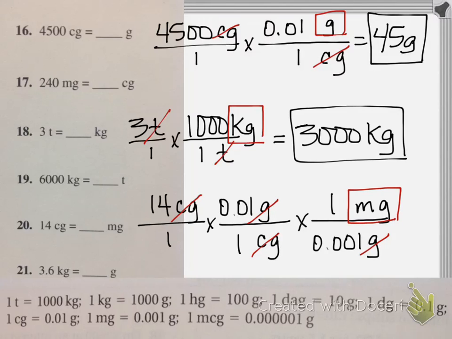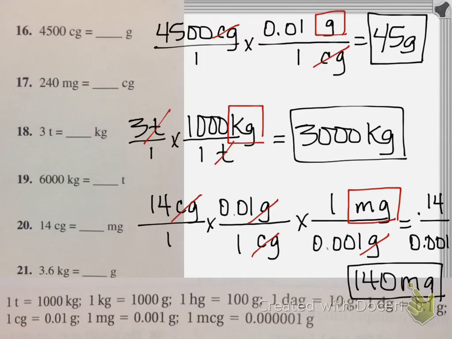So now when I multiply straight across, I'm going to get on the top 14 times 0.01, which is 0.14, and on the bottom I have 0.001. So when I divide that out, I get 140 milligrams. And again, because centigrams and milligrams are sitting right next to each other in your metrics, centi and milli, then we knew it was just going to be a single decimal point move to the right, if you recall your prefixes. So we went from 14 to 140. But again, if you don't remember, you can always convert back to your base unit.